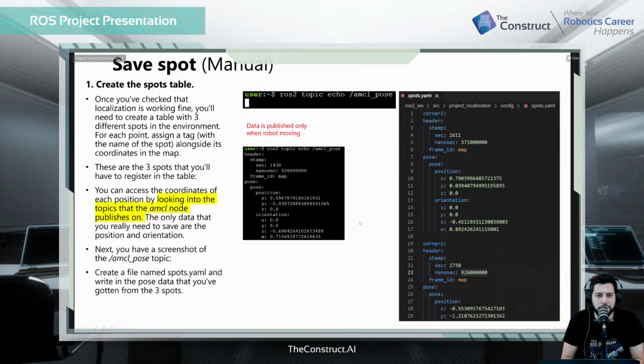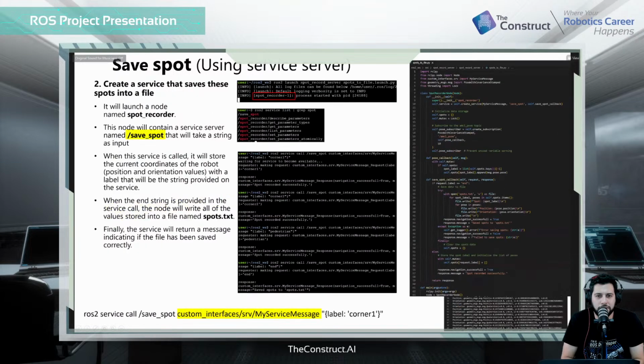The second way is to create a service that can save those positions into files. I create one file, the node named spot recorder, and it creates a service, the save spot service. A service server, yes. If you see the list after activation, you can see the save spot service working. Then I move the robot to a certain location and save the file. I'll show the video about it.